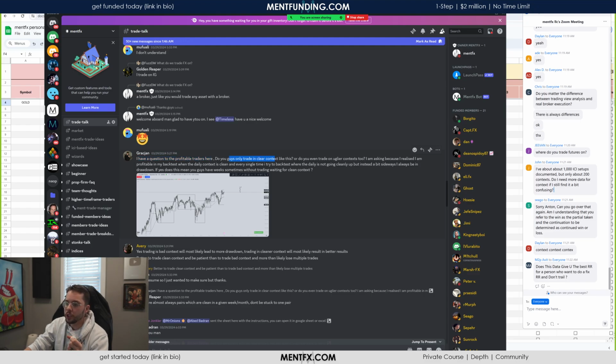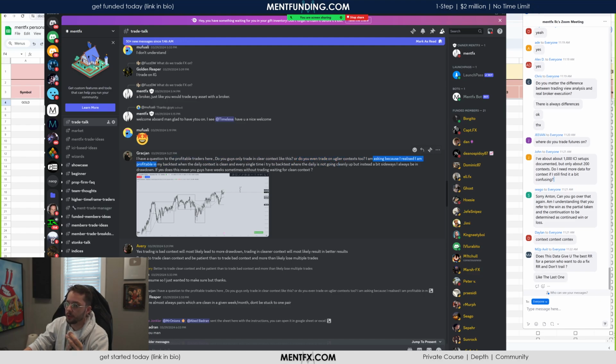Do you guys only trade in clear context like this, or do you trade in uglier context? I'm asking because I realize I'm profitable when the daily context is clean, but when I backtest and it's not clean, I'm always in drawdown. Right? I feel like this question answers itself as he types it, right? So, of course, you are here to trade the best and most profitable context, right?